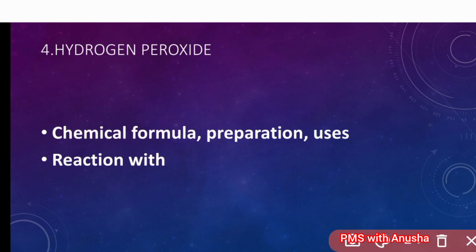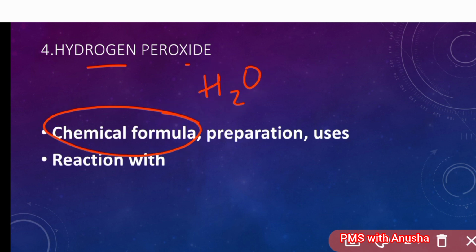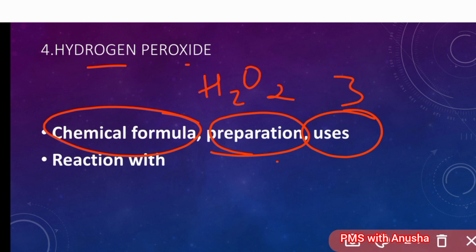Next, the 4th unit is hydrogen peroxide. In this unit, you have to study the chemical formula, that is H2O2, and also study preparation, write the preparation with the chemical reactions, and also you have to study 3 uses. Next, the reaction of hydrogen peroxide with potassium iodide as well as ferrous sulfate.